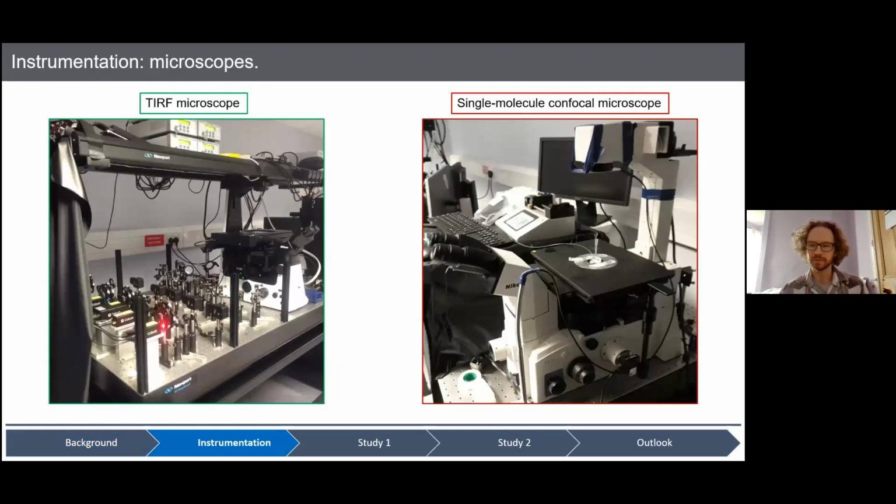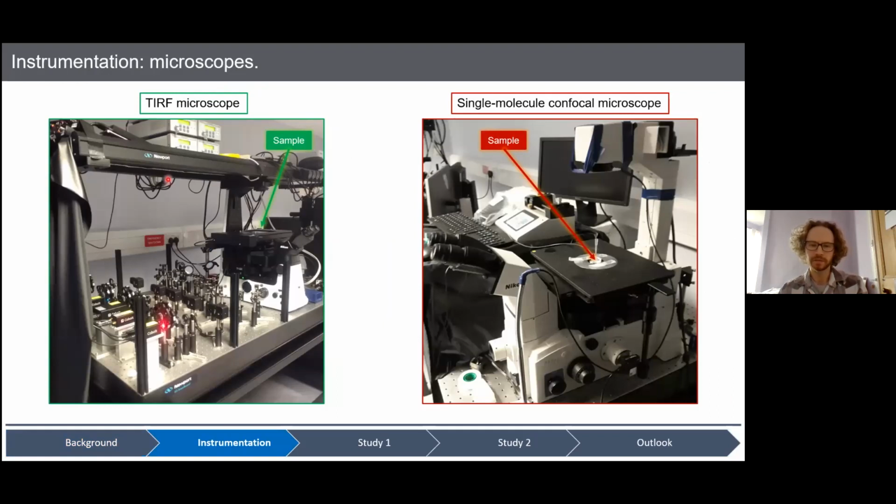So I thought it would be useful just to show you the microscopes that we use so you get an idea of what we work with. On the left, we have what's called a TIRF microscope, and on the right, a single molecule confocal. Essentially, both use lasers to illuminate fluorescent molecules or dyes attached to our protein of interest. And I've included an arrow of where the sample would be illuminated for your reference.